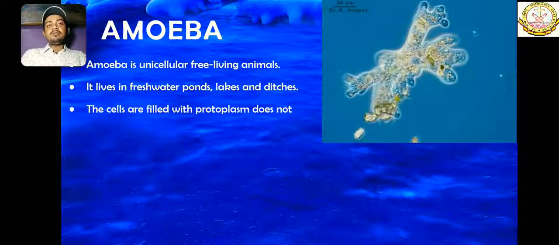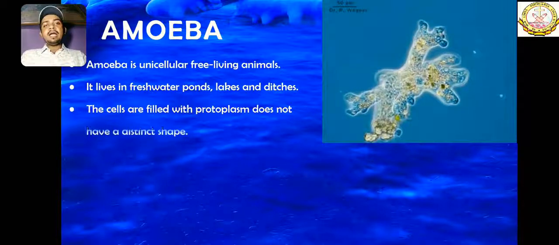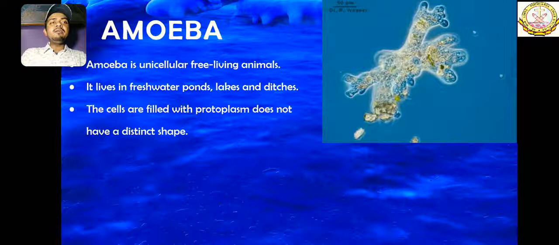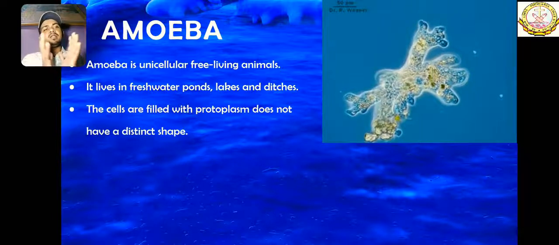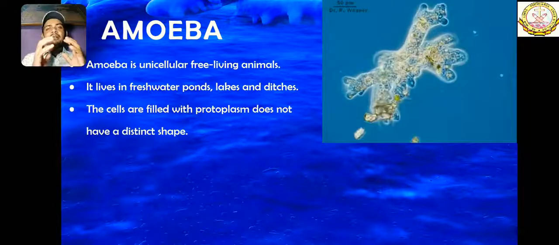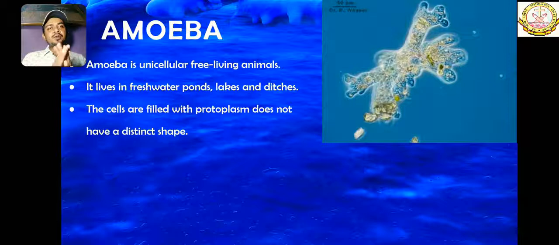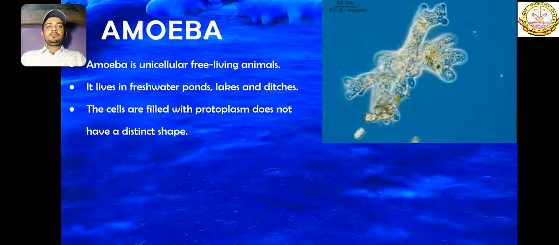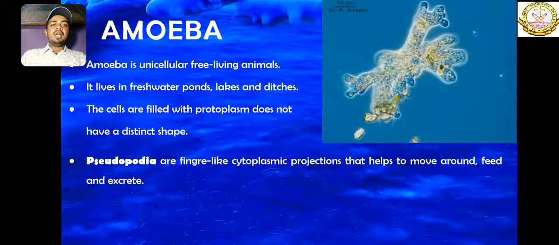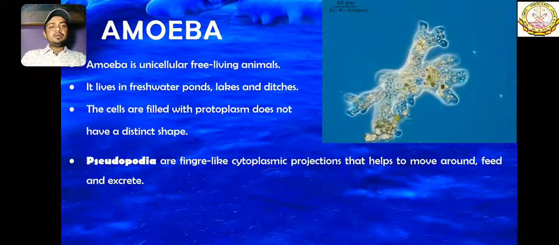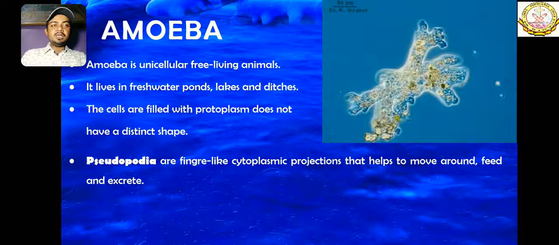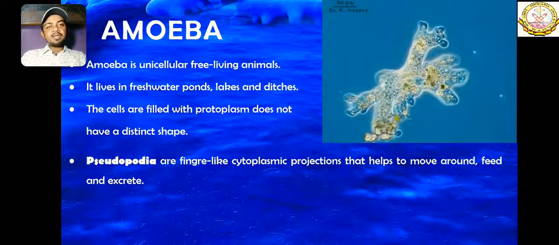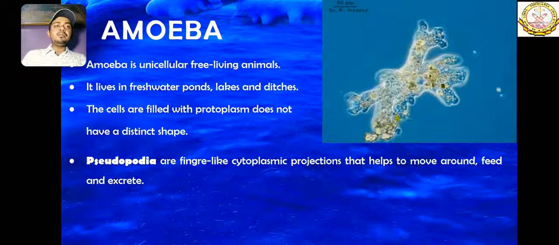The cells are filled with protoplasm and do not have a distinct shape. They are jelly like and don't have a very fixed shape. They keep on changing their shapes very easily. Pseudopodia are finger like cytoplasmic projections that help to move around, feed, and excrete. Pseudopodia are the main things.